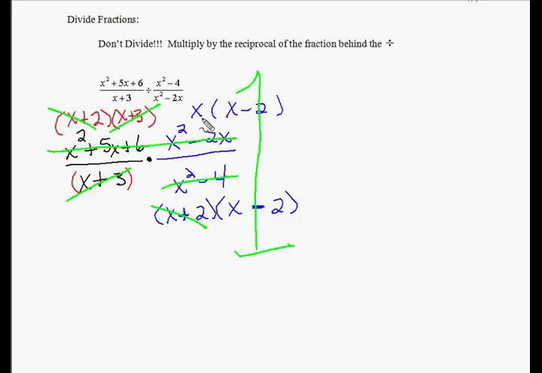So it looks like the only thing not crossed out in this problem is that lonely x, and that would be our answer.